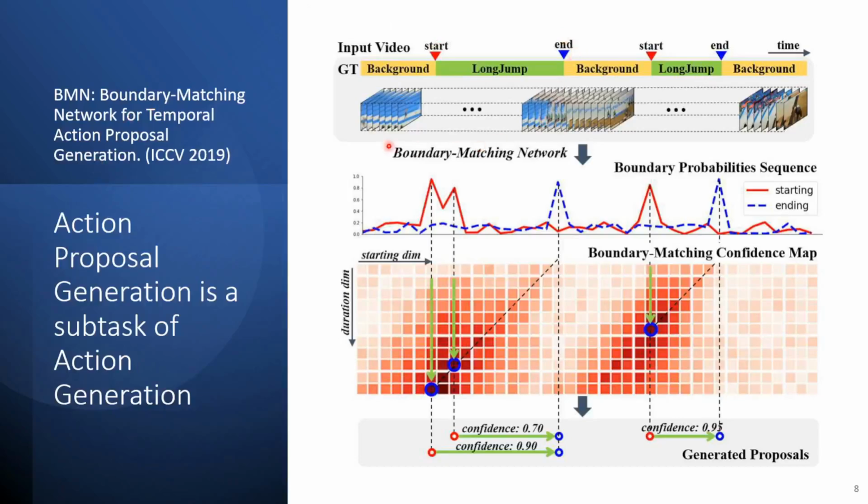So the idea is straightforward. They developed a network. So the network is the boundary matching network. What is the output? The probability of the boundary. So in this example, suppose this is a ground truth start. So their network should generate a peak around the start time here, and generate a peak for the end of the time. Okay. So suppose this is their generated result.